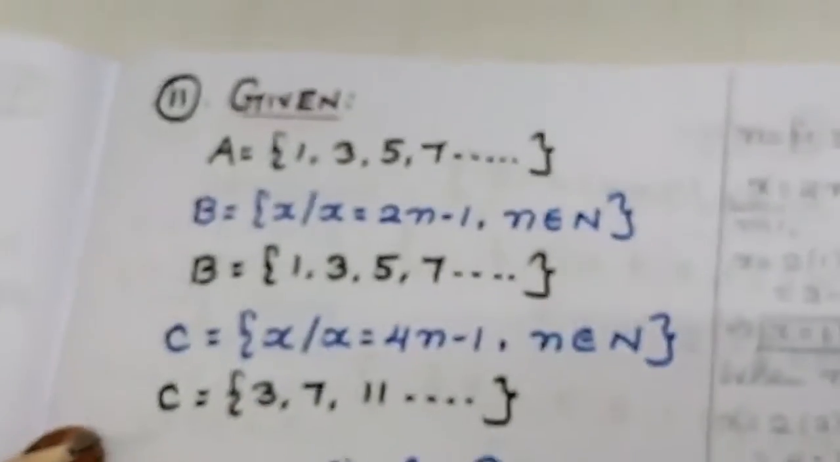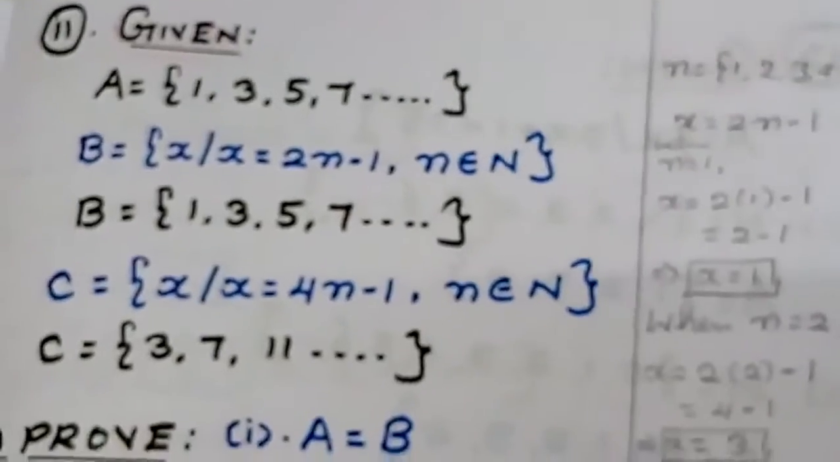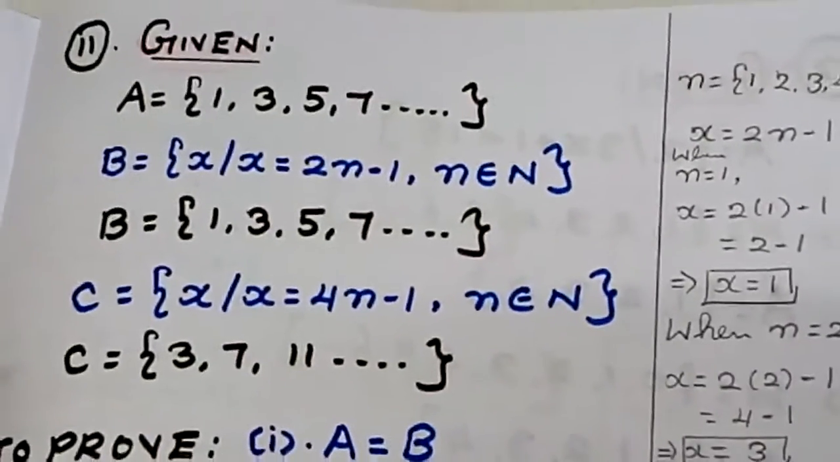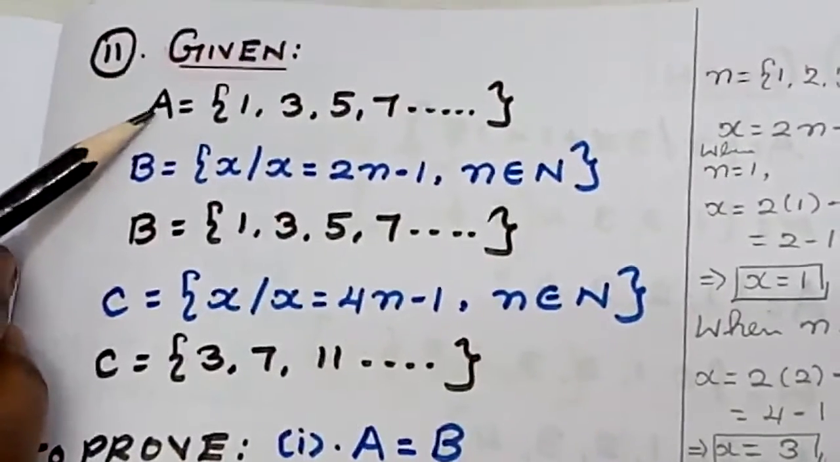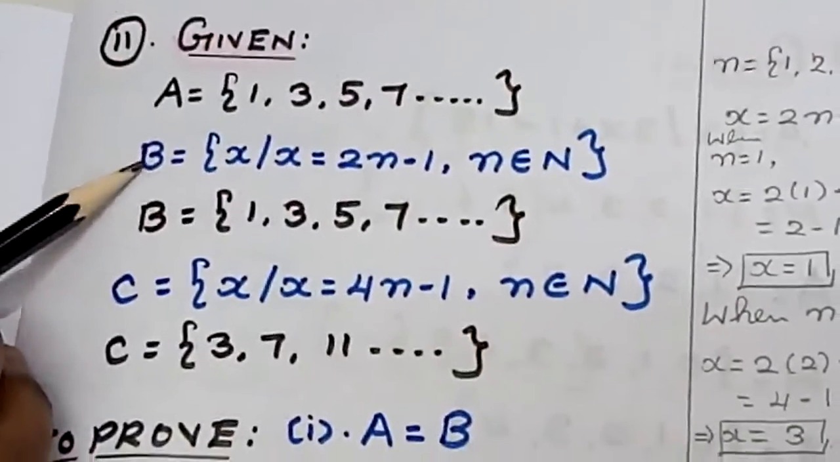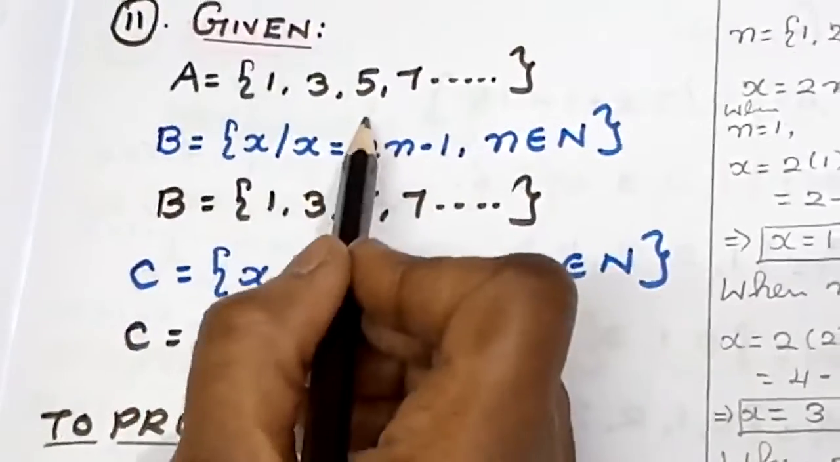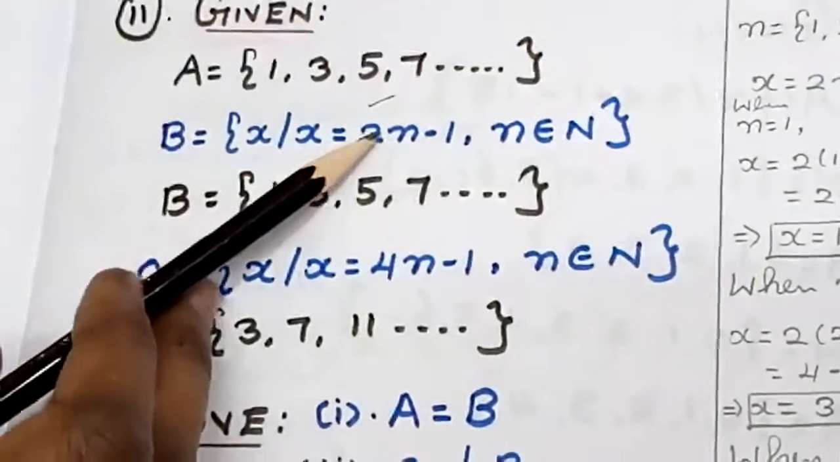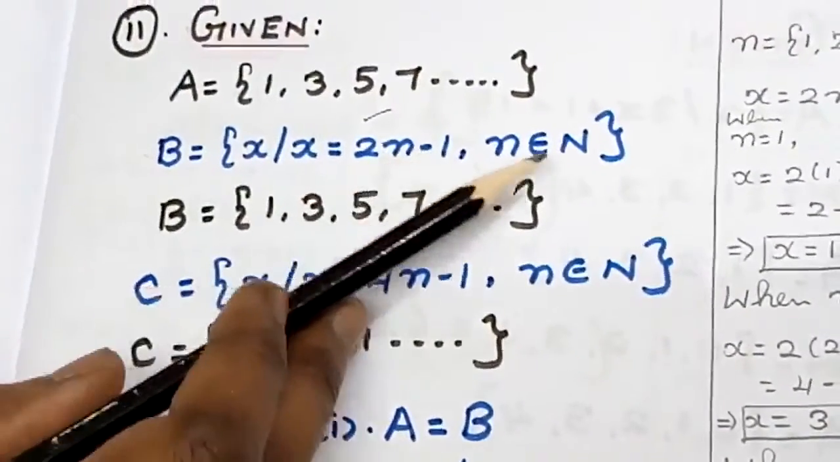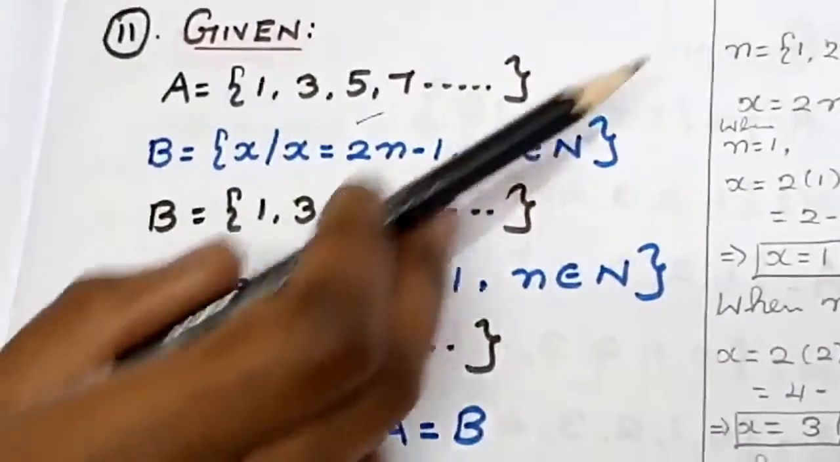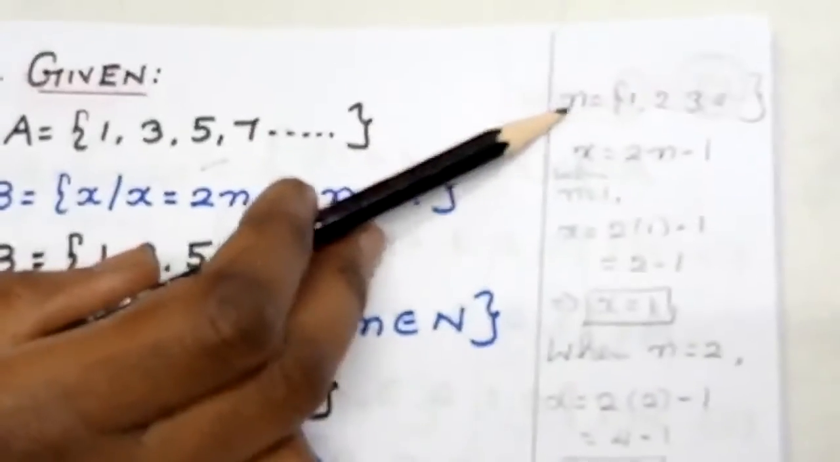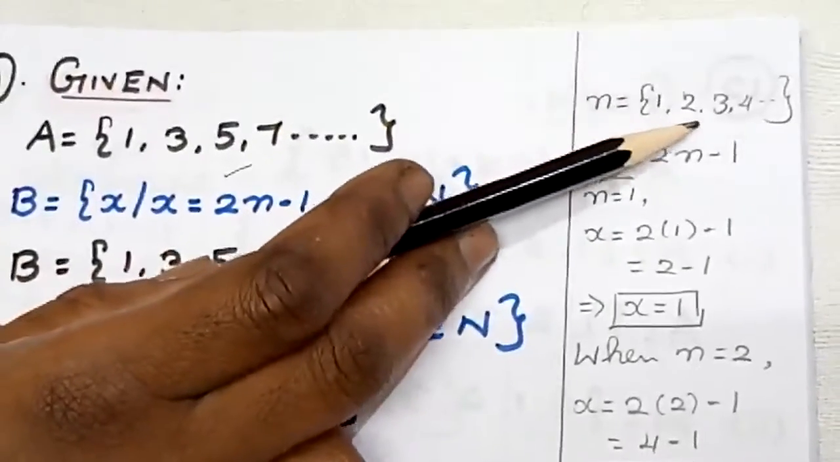Coming to the 11th question. In the 11th question, students, they are given you 3 sets. You have to be careful in the 11th question. First one, we are not having any problem. Second one, they are given you in the form of an equation: x is equal to 2n minus 1, n belongs to capital N. What I am going to do here is give the values for n: n equal to 1, 2, 3, 4.